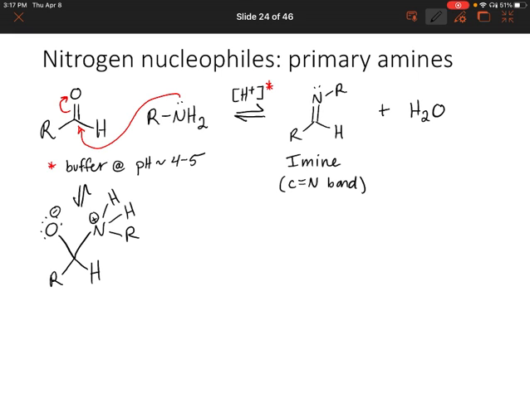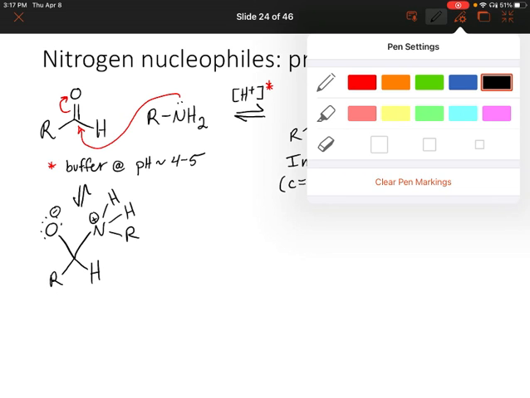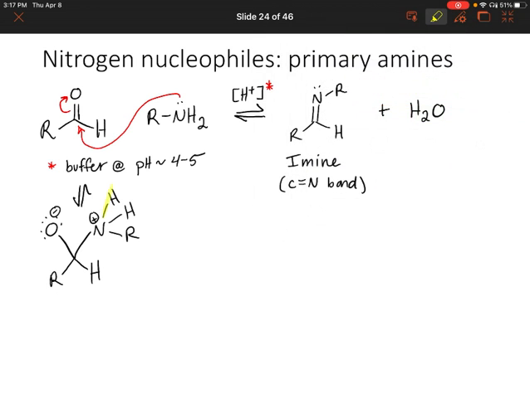Now, similar to our oxygen nucleophile mechanisms that we saw last time, in the next step, we're going to transfer one of these protons on nitrogen over to oxygen. So what we'll do is we'll just write plus minus H plus in brackets. So that tells us we're just removing the proton and then adding it back on somewhere else.